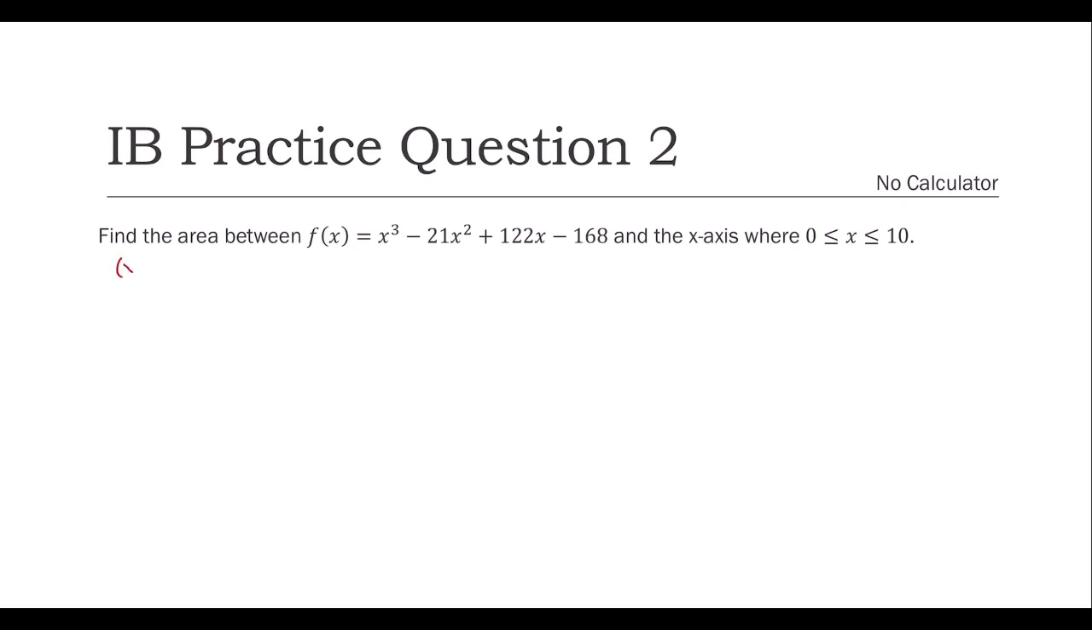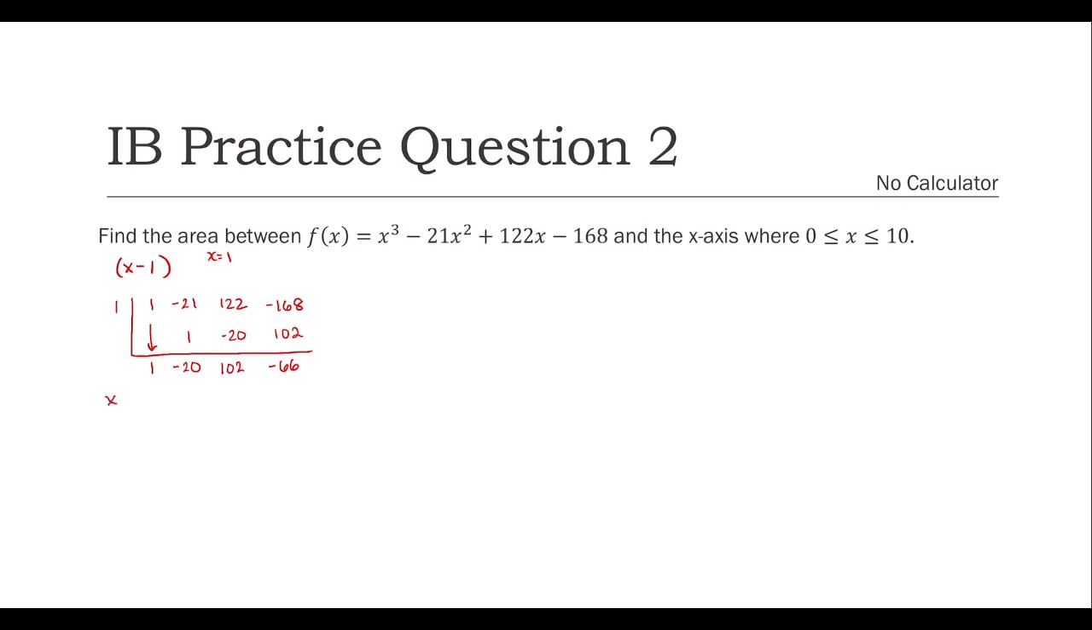So we could try x minus 1 because this would mean we have a 0 when x equals 1. So if we have a 1 here for synthetic division, we'll put a 1 on the outside, and then we'll have our coefficients of 1, negative 21, 122, and negative 168. We'll bring down the 1. 1 times 1 is 1. So then we have negative 20. Negative 20 times 1 is negative 20. So we have positive 102. 102 times 1 is 102. Negative 168 plus 102 is negative 66. So x minus 1 is not a factor.